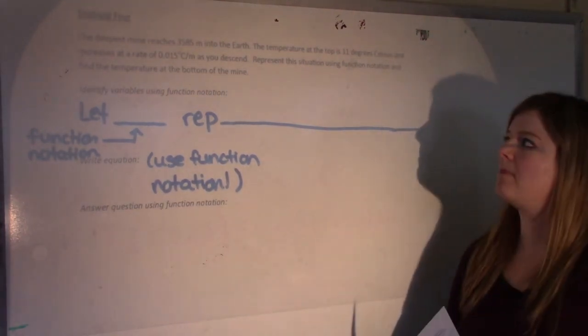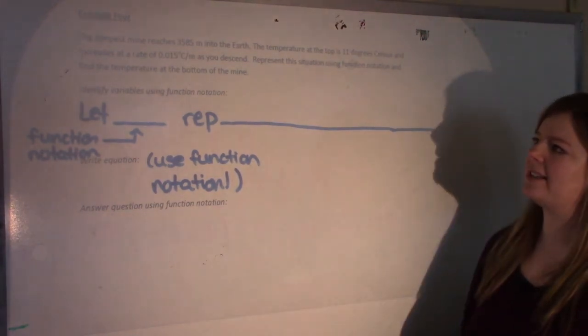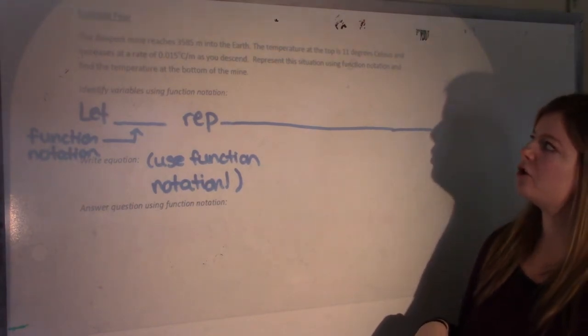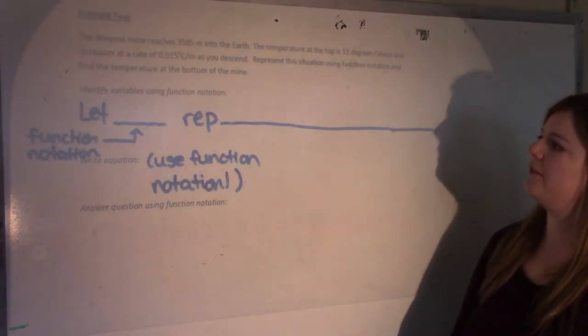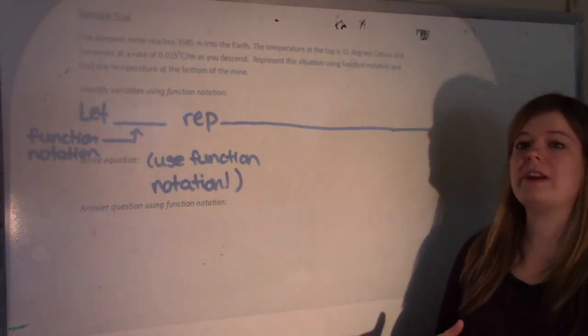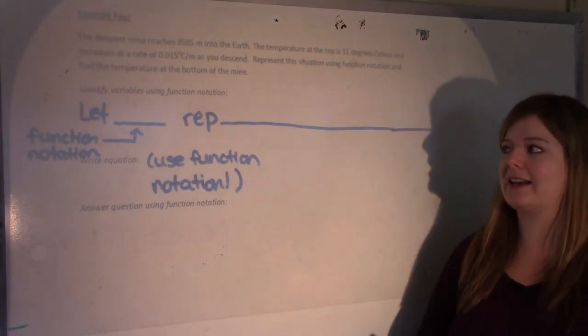This example is about a mine reaching into the earth, and we know that the temperature at the top is 11 degrees, and the temperature is actually going up the further you go down. So we want to represent the situation using function notation to find the temperature at the bottom of the mine. So we want to find the temperature as a function of the distance that it is down.